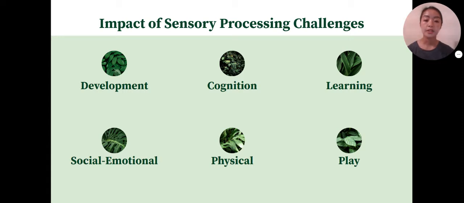It can affect coordination and motor skills. Perhaps a child under-responsive to proprioceptive input or body awareness can have challenges coordinating their movements. And most importantly, it can affect play and having fun. So for example, over-responsivity to vestibular input or movement can make a child avoid the playground and limit their interactions with their peers.